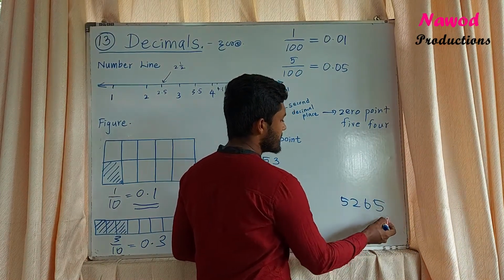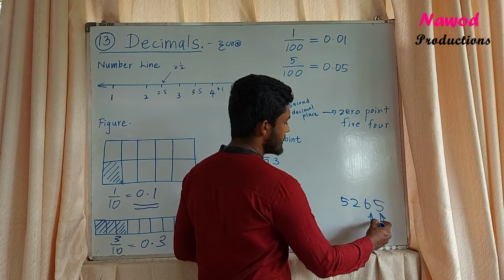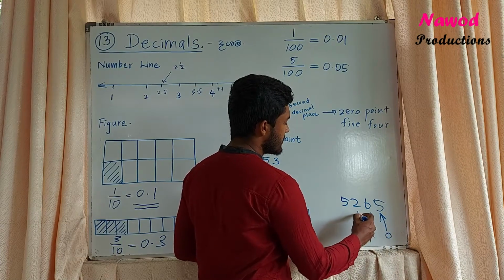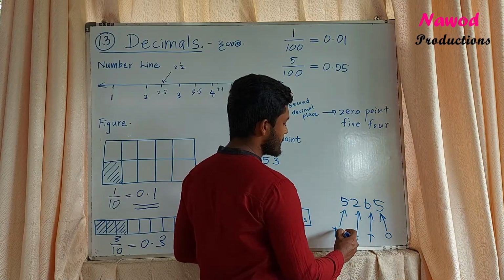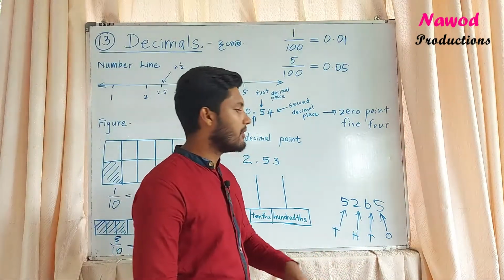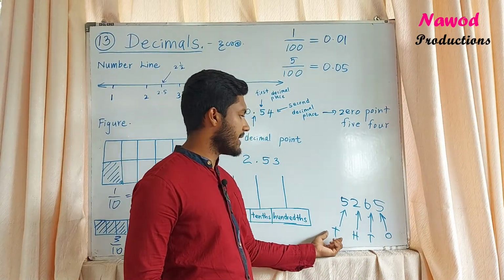Then when considering a number 5265, yes. 5 is in the ones place. 6 is in the tens place. 2 is in the hundreds place. 5 is in the thousands place. Yes. Ones place, tens place, hundreds place, thousands place.